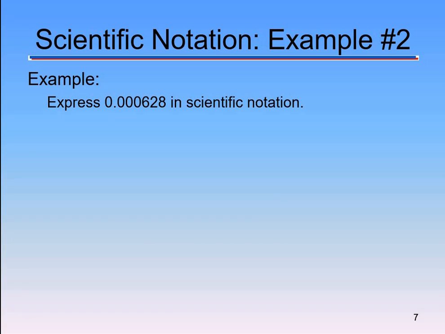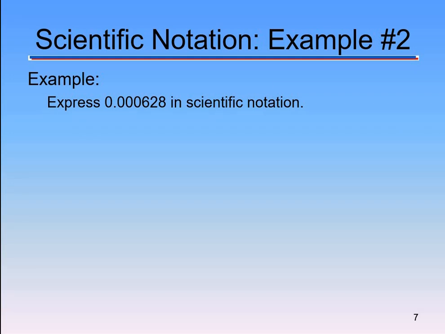Notice this number is much, much, much smaller than 0. We have 0.000628. In my mind, I'm automatically thinking I'm going to have a negative exponent on this one, and we are going to move that decimal place as many times as we need to so that there is only one digit in front of it. That digit needs to be the 6.